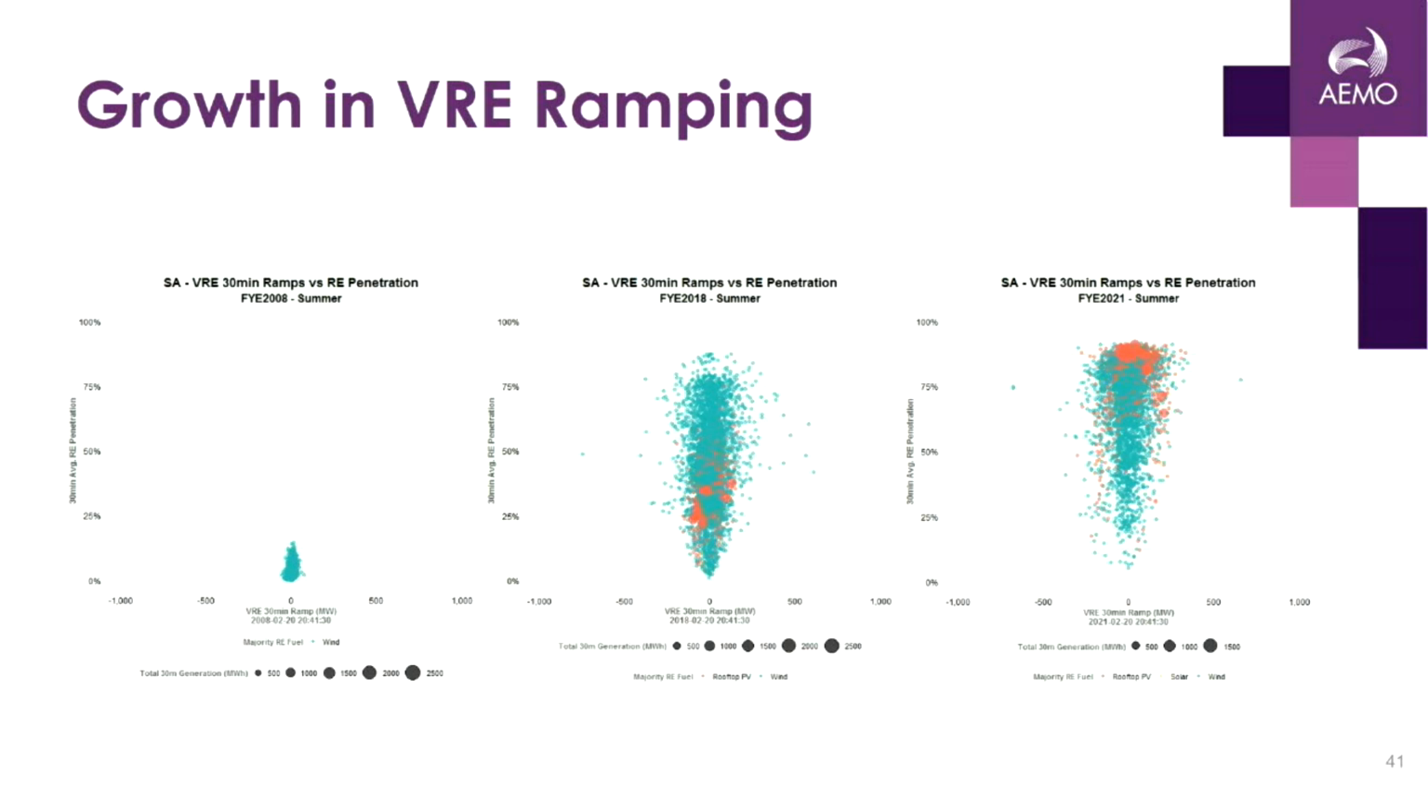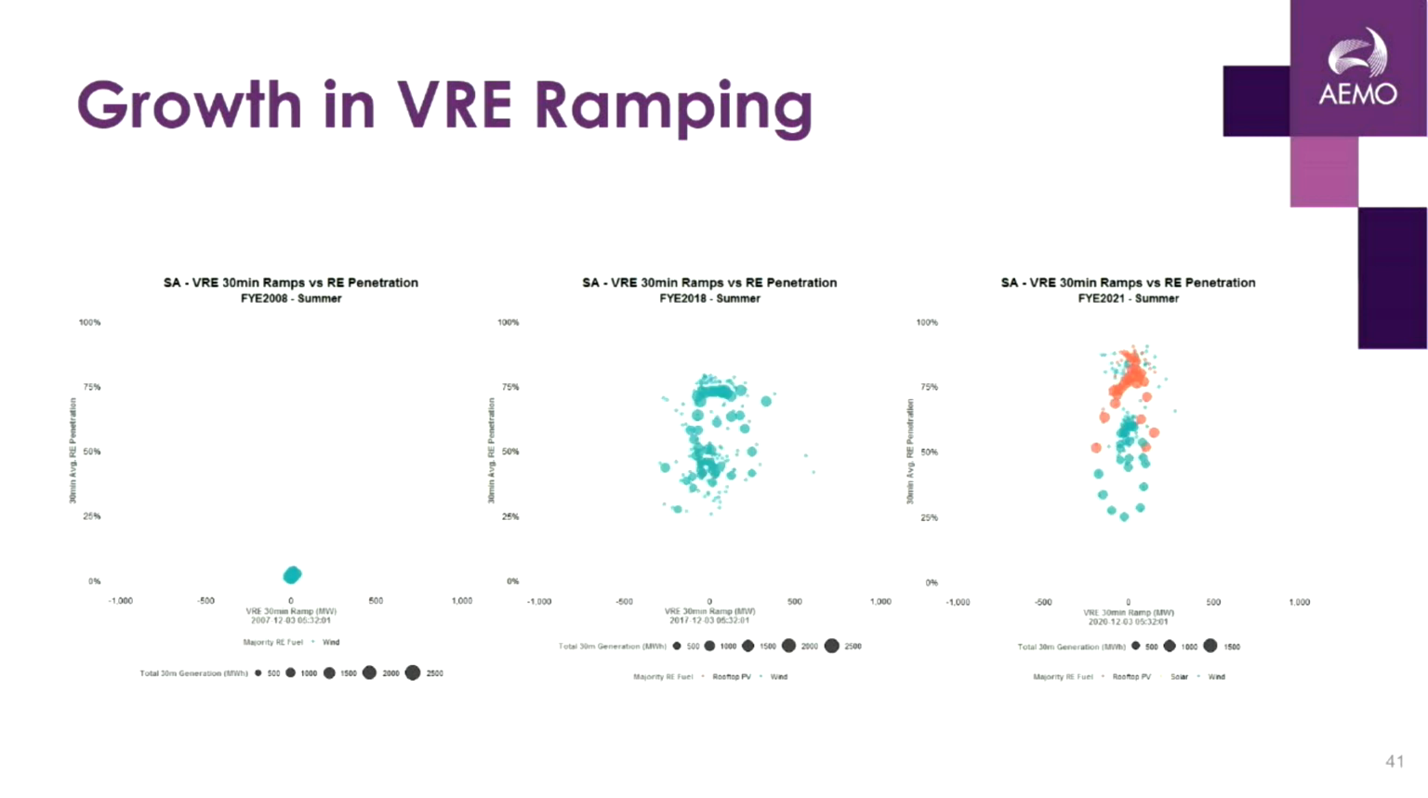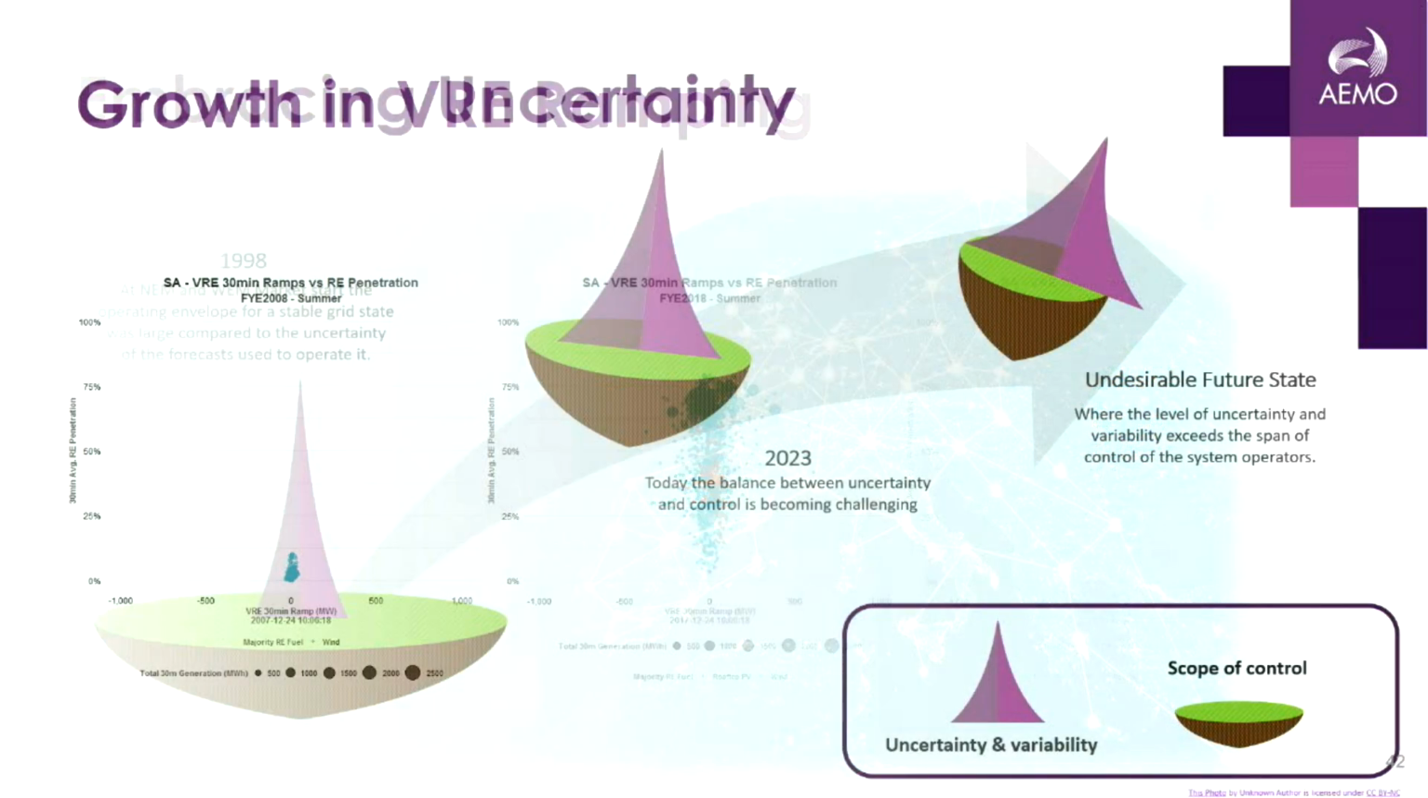And then to 2021, you can see we're closing up at 93, 94%. Our ramps are getting bigger, and there's a lot more solar contributing to the ramps as transient cloud cover really starts to impact the grid. So again, just highlighting the dynamic nature of what we're working with.